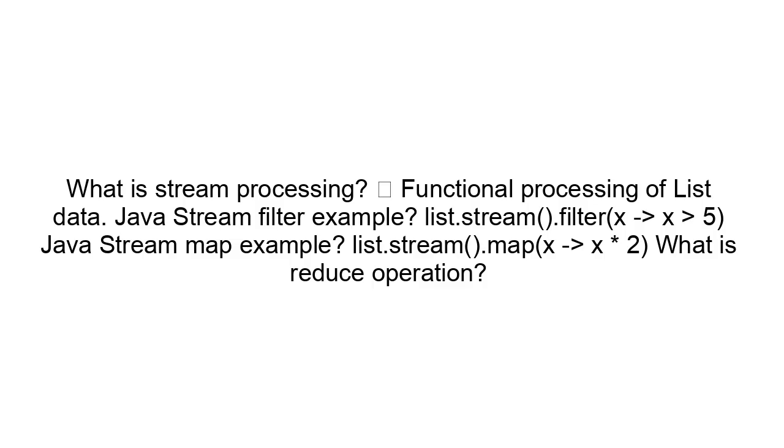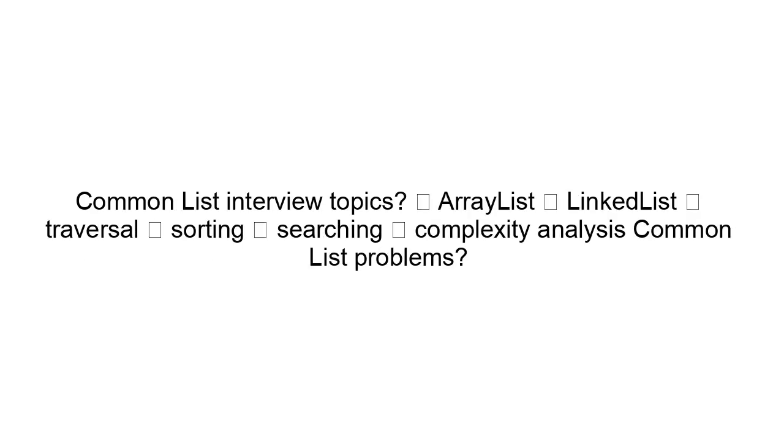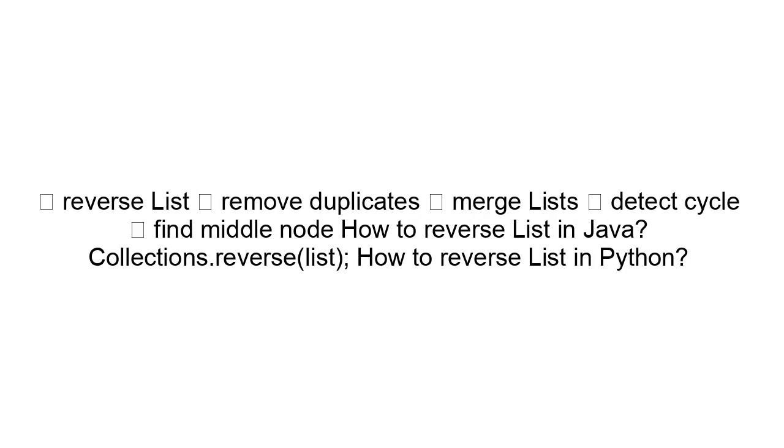What is the reduce operation? Combining all elements into a single value. What is list caching? Temporarily storing list data for faster access. What is memory optimization for lists? Reduce unnecessary resizing and duplication. Common list interview topics: ArrayList, LinkedList, traversal, sorting, searching, complexity analysis. Common list problems: reverse list, remove duplicates, merge lists, detect cycle, find middle node.